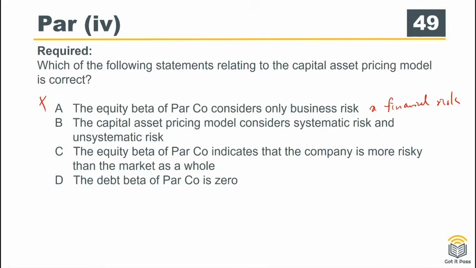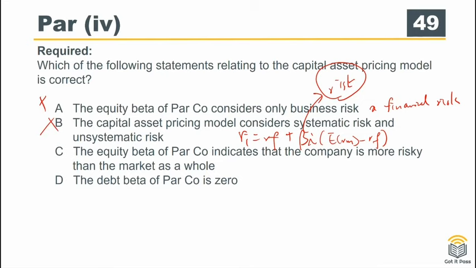Remember the formula here for the capital asset pricing model. If you check your formula sheet, it is the risk-free rate plus the beta of the company times the market risk premium. Okay? And this beta is the risk measurement. However, it only considers systematic risk. It doesn't consider any unsystematic risk. So B is also wrong.